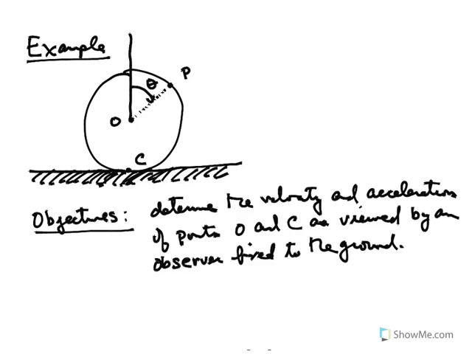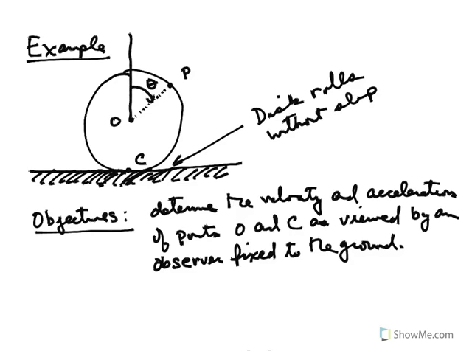Now, the important part of this problem is we have to use a condition for rolling. So what we're going to do is say that point C, or we're going to say that the disk rolls without slip, which is the same thing as saying rolling on the ground. When we say rolling, we actually say it's no slip. That's another way of saying rolling. So we're actually going to impose the rolling condition in the process of solving this problem.